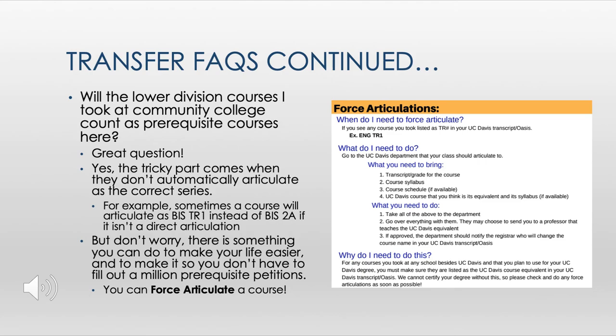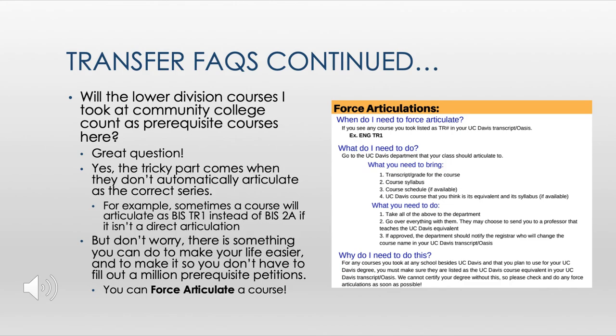Continuing with those frequently asked questions, will the lower division courses I took at a community college count here as prerequisite courses? Great question. Yes. The tricky part comes when sometimes they don't automatically articulate through Assist as the correct series. So for example, sometimes a course will articulate, instead of like Biz 2A, it'll say Biz TR1 if there isn't a direct articulation. Don't worry too much about this.